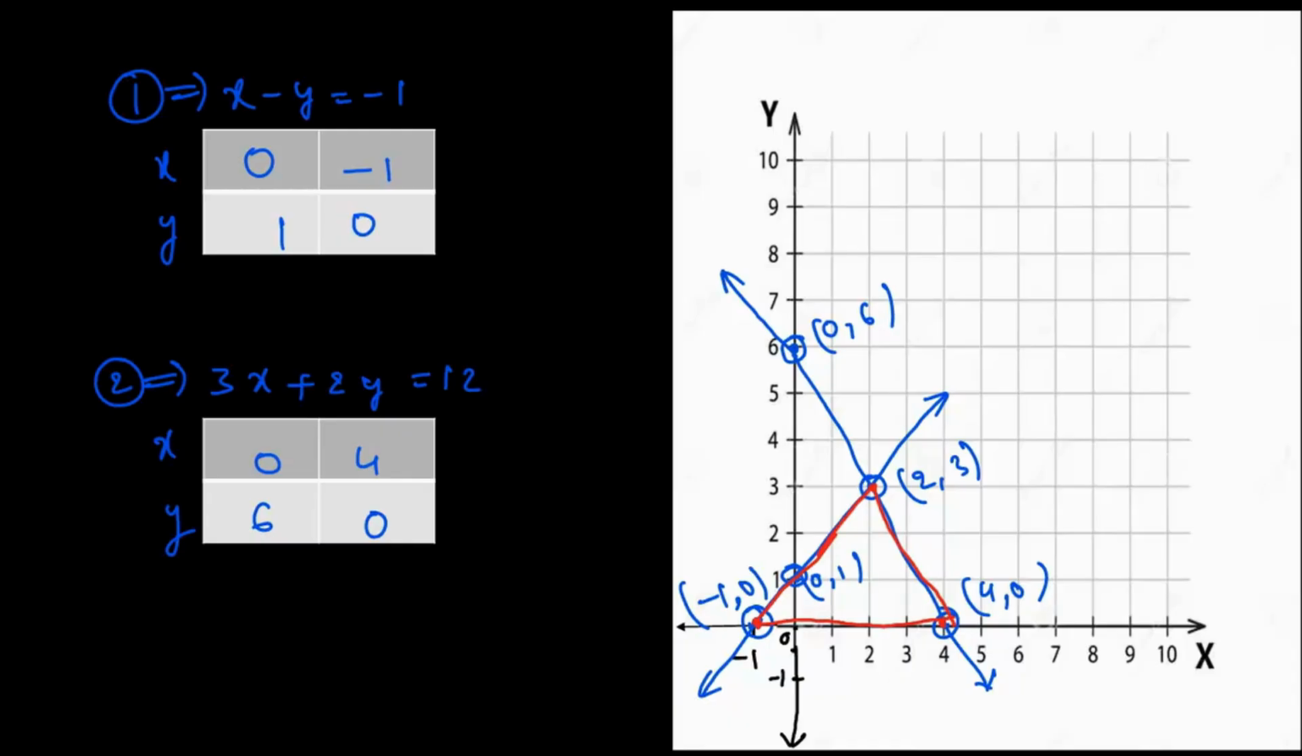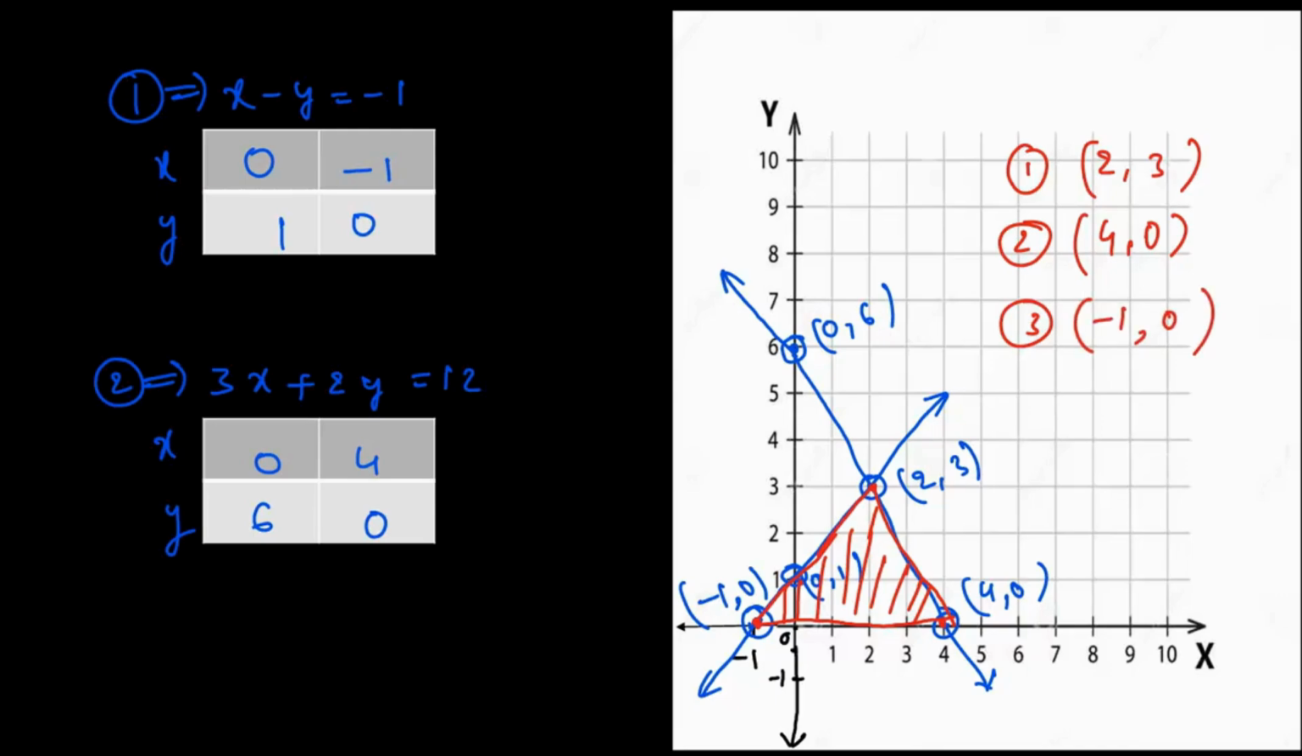This is our actual triangle. So you can say the triangular points are, just shade this part. The triangular points are: first one is 2, 3. Second one is 4, 0. And the third one is minus 1, 0. So our triangle is formed. Let us consider this as our point A, point B, and point C. Now here also mark like point A, and this is point B, and this is point C.